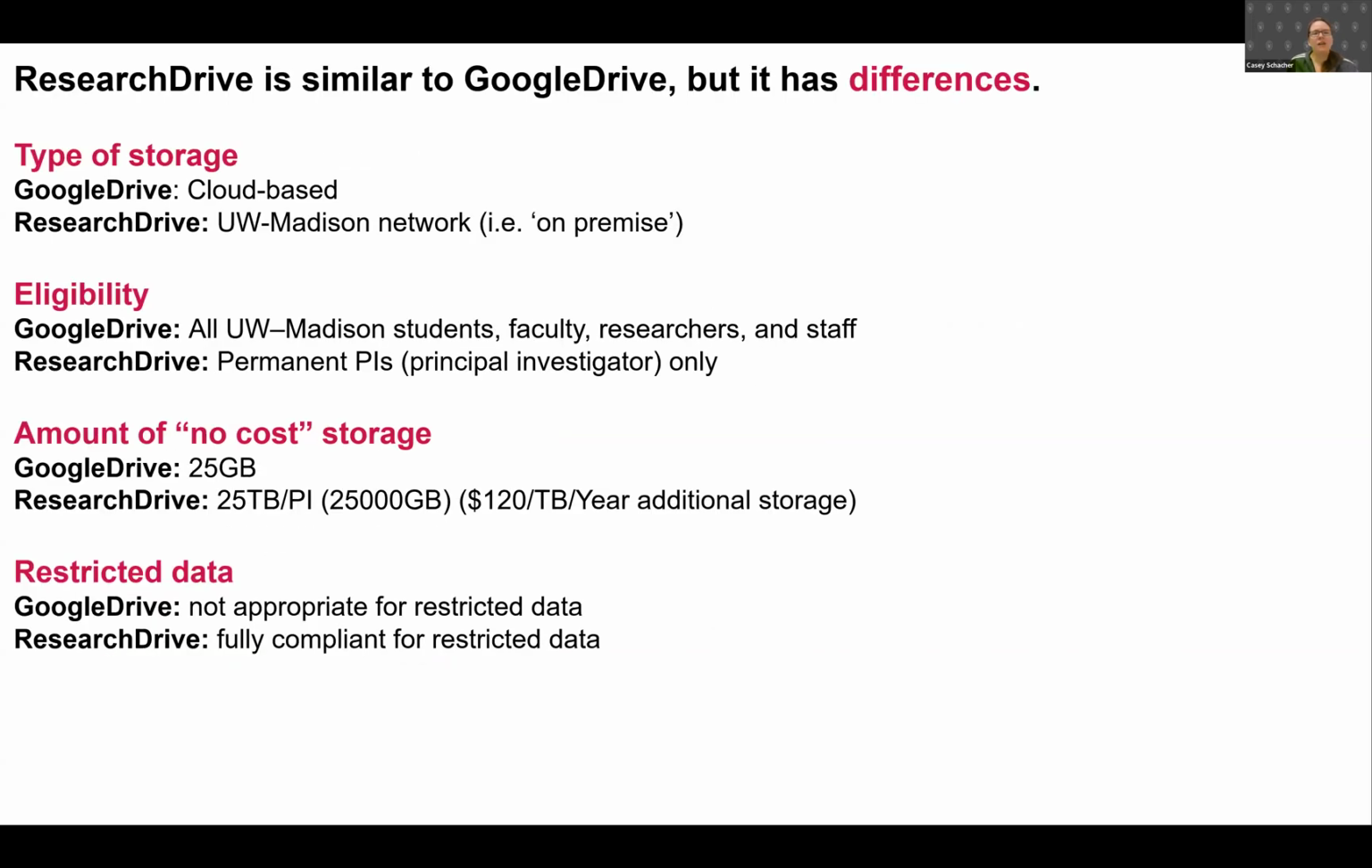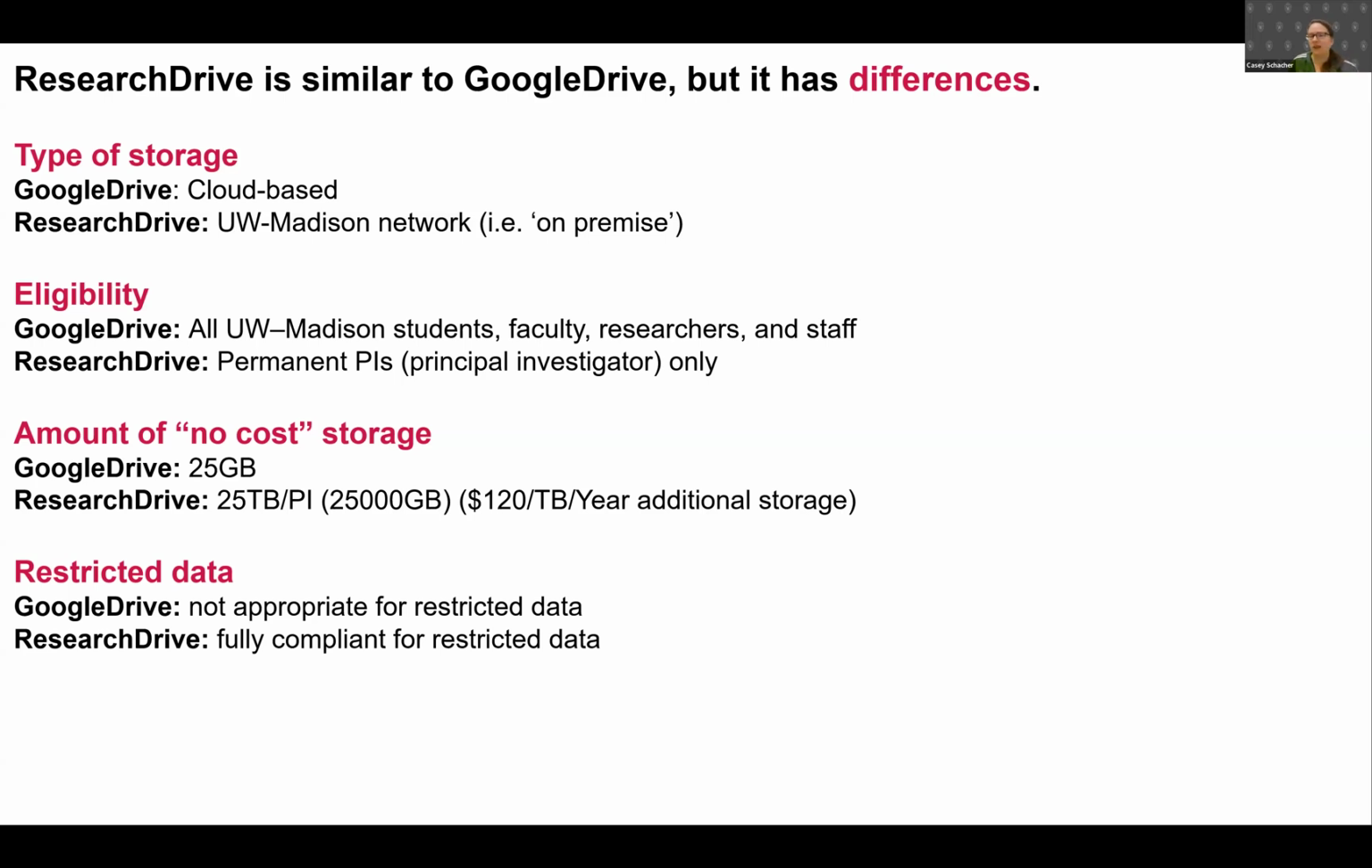Okay, so one way to understand ResearchDrive is to compare it to Google Drive. They have some similarities in that they're both data storage, but they have some big differences. For instance, the type of storage. Google Drive is cloud-based, and as I already mentioned, ResearchDrive is on the UW-Madison network.